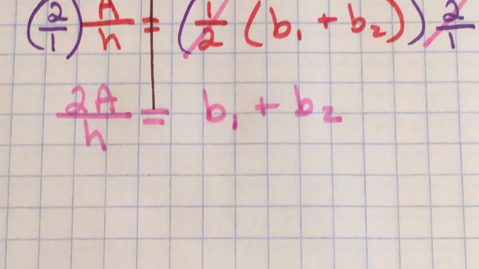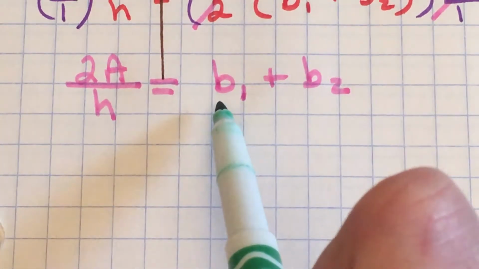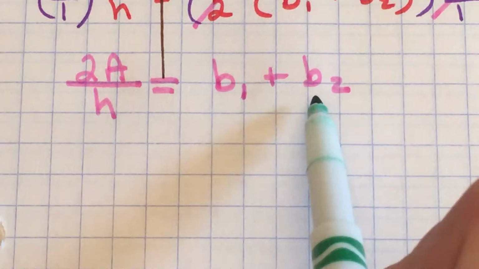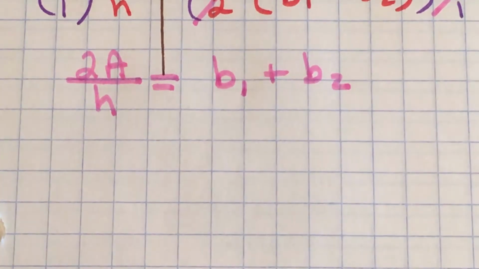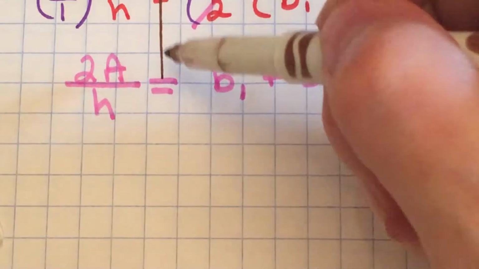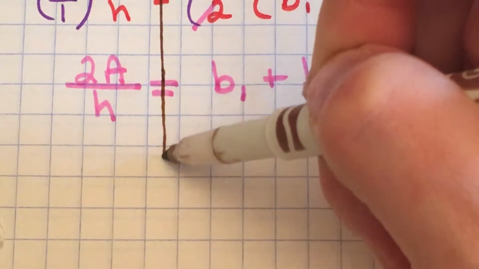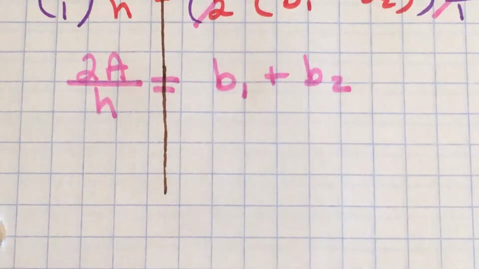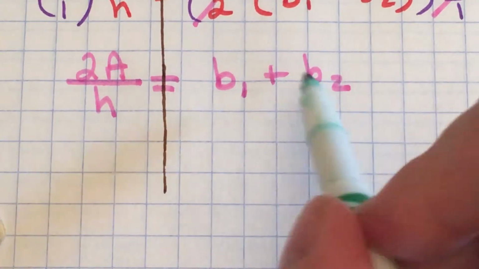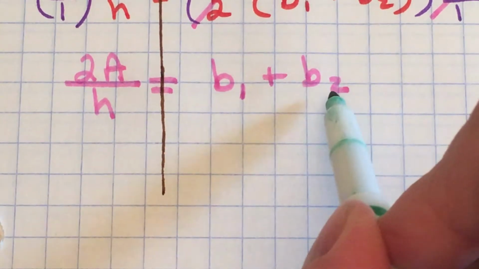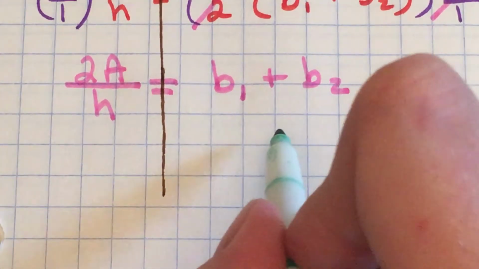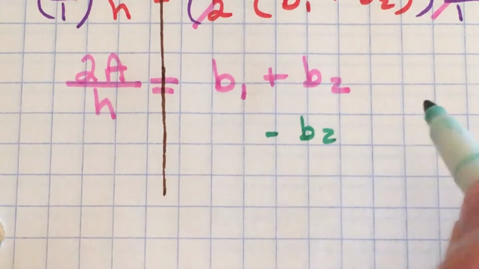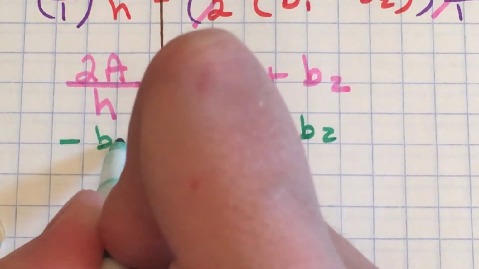What are we solving for? Base 1, that's right. So I just need to get rid of base 2. So let's extend our river just a little bit to help keep the sides of our problem separate. So right now I'm adding base 2. How do you get rid of something that's adding? Subtract it. Minus base 2 minus base 2.